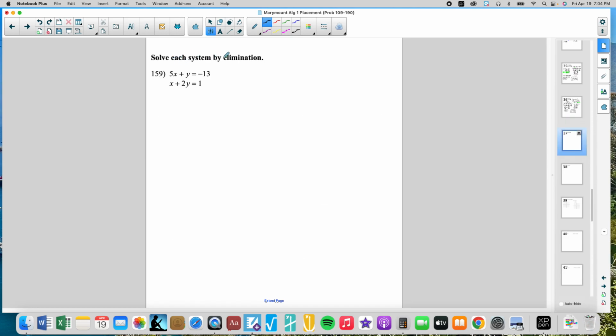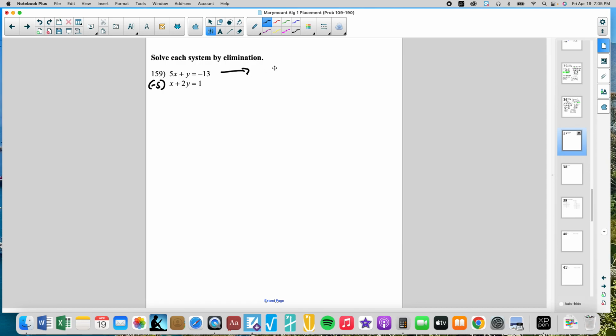Oftentimes, you're wrong. Solve each by elimination. So first thing we have to make sure is that our variables and our constants are aligned on the same side of the equal sign. So this is ax plus by equals c, ax plus by equals c. That's standard form, standard form. We're going to look to cancel these. None of these cancel at the moment. I can either multiply the top equation by negative 5, which would get rid of the x's, or I can multiply the bottom one by negative 2, which would cancel out the y's. I'm going to multiply by negative 5.